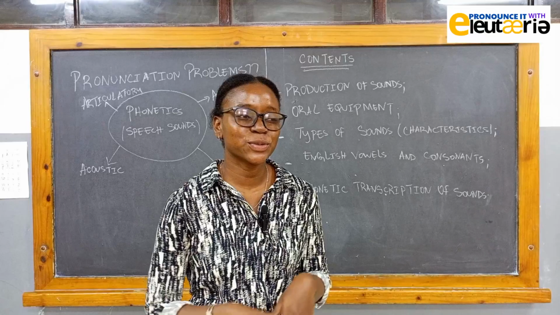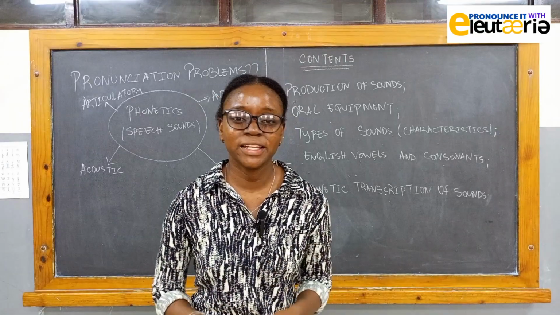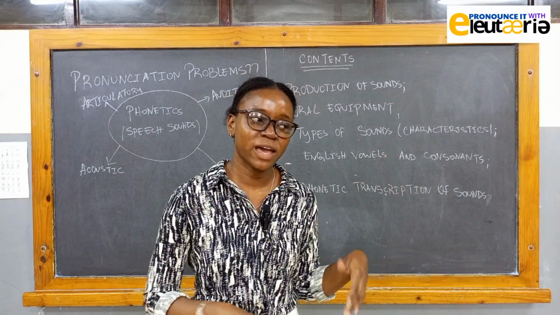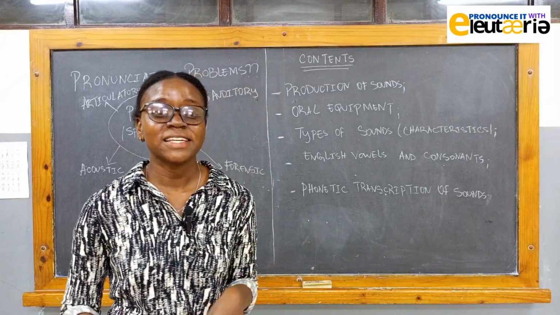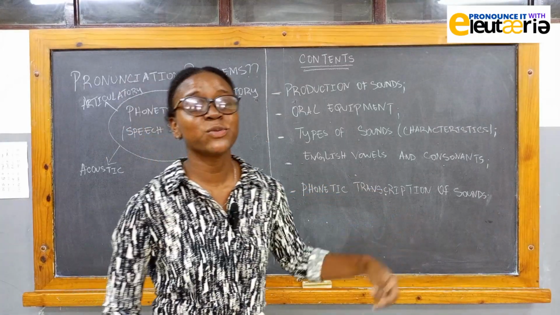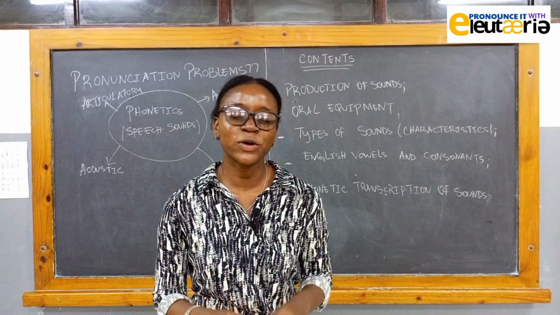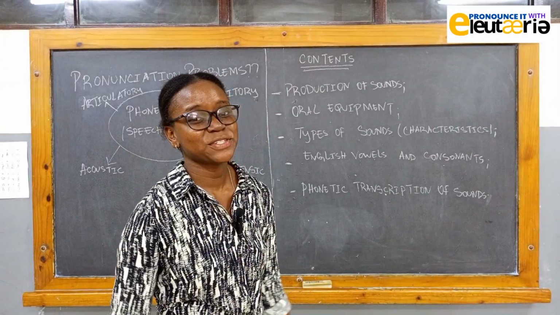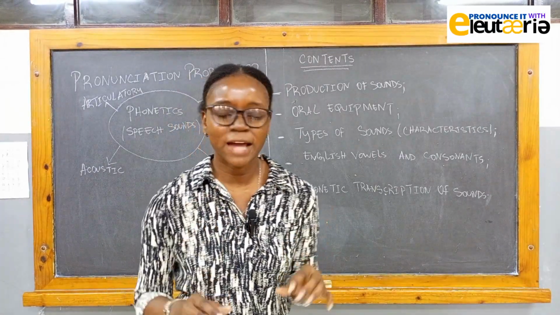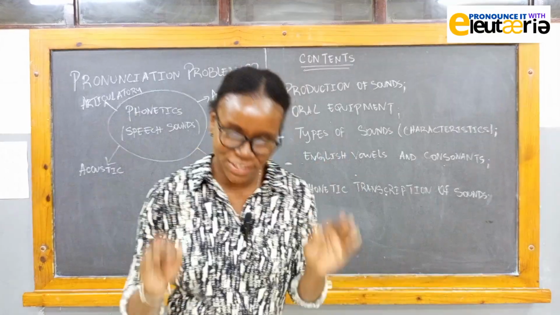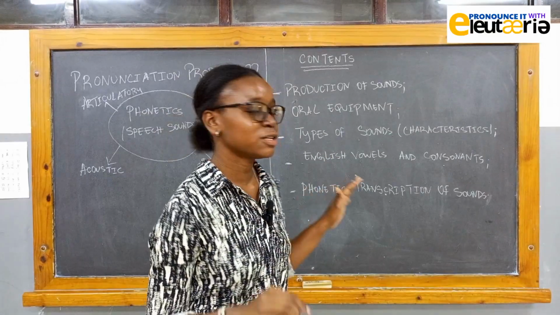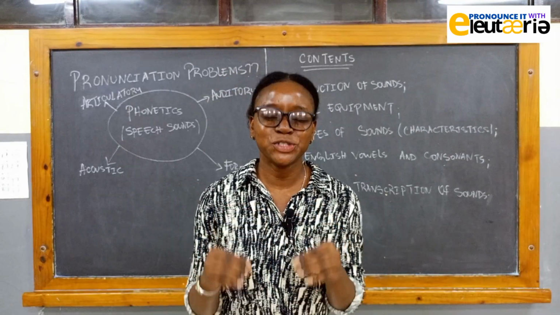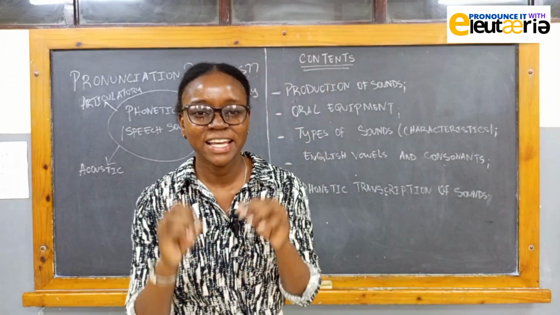And we have English vowels and consonants. Here you are going to learn that there is way more than what we see in the standard alphabet. We have A, B, C, D, but in English vowels and consonants, you will find out there is more, and it is going to be a very interesting lesson. Then, phonetic transcription of sounds, which is another interesting part. I promise you that it is going to be very interesting. You are going to understand more and better how you really have to pronounce words in English.